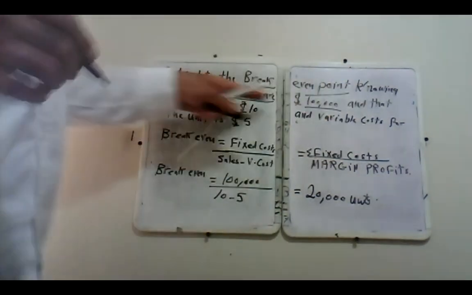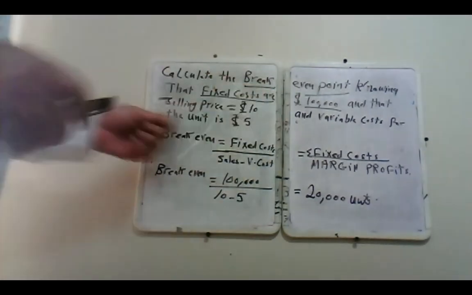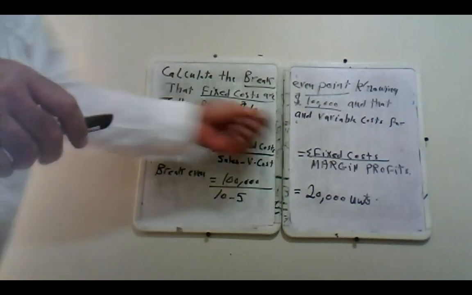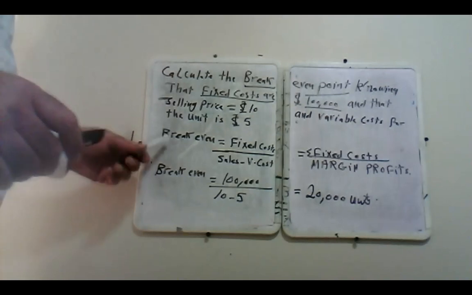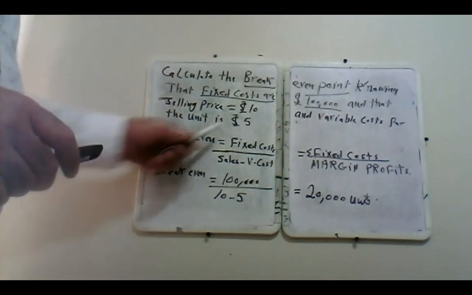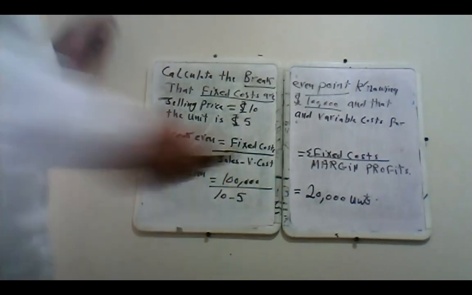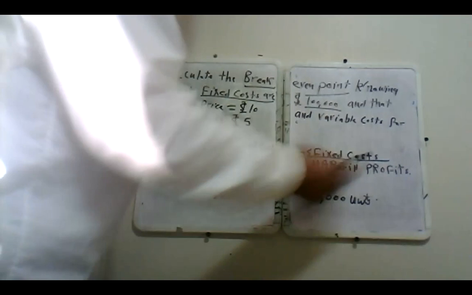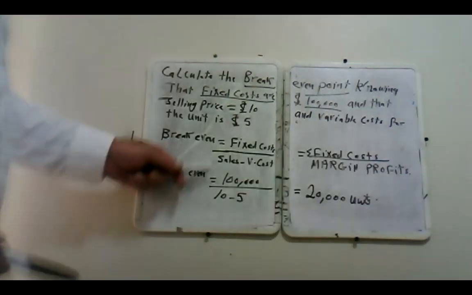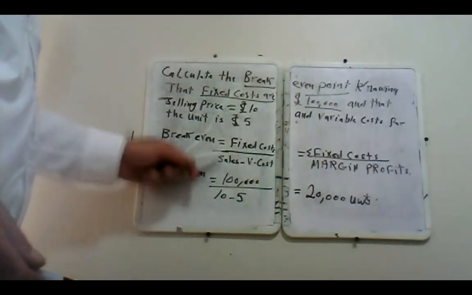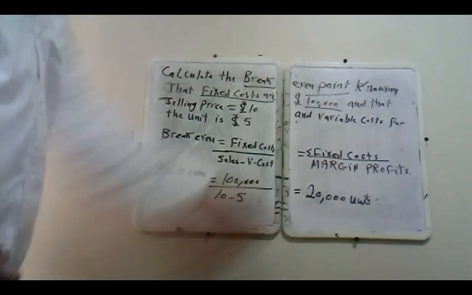Remember, I told you I will repeat: calculate the break-even point, knowing that the fixed costs are 100,000, the selling price is $10, and the variable cost per unit is $5. So I will calculate the break-even, which equals the fixed cost divided by the sales minus the variable costs, or in other words, the fixed costs divided by the profit margin. So this will be 100,000 divided by 10, the sales, minus the variable cost, which is $5, and this all comes to 20,000 units.